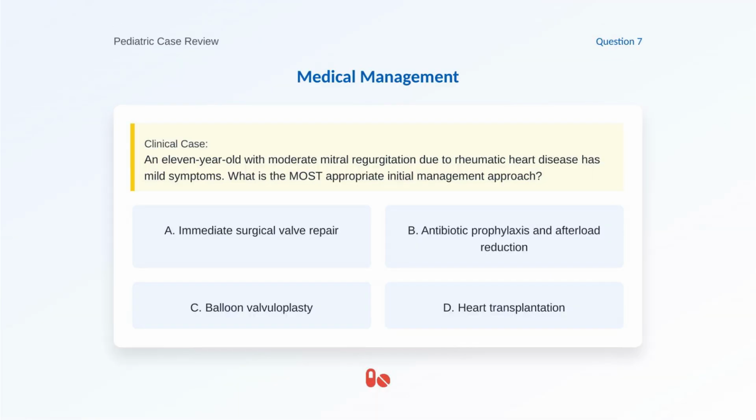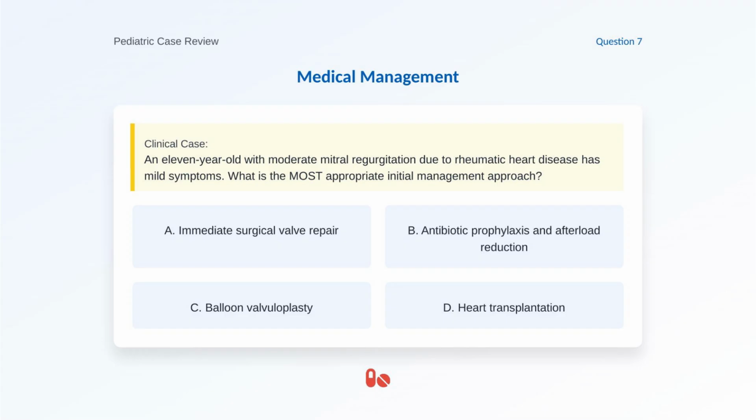Question number 7 addresses the medical management of mitral regurgitation in pediatric patients. The clinical case describes an 11-year-old child with moderate mitral regurgitation due to rheumatic heart disease who is experiencing only mild symptoms. The question asks for the most appropriate initial management approach, with the options being A. Immediate surgical valve repair, B. Antibiotic prophylaxis and afterload reduction, C. Balloon valvuloplasty, or D. Heart transplantation.